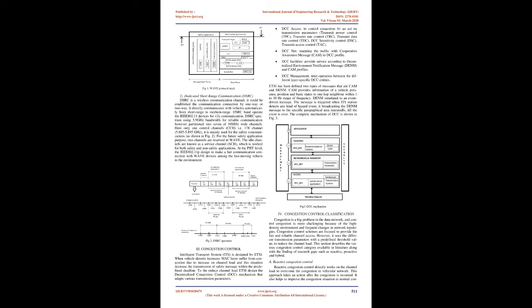Here there is only one control channel, CCH, i.e. channel 178, 5.885 to 5.895 GHz, which is mainly used for safety communications, as shown in Fig 2. For future safety application purposes, 2 channels are reserved in WAVE. The remaining channels are known as service channels, SCH, which work for both safety and non-safety applications. At the PHY level, IEEE 802.11p is designed to make a fair communication connection with WAVE devices among fast-moving vehicles in the environment. Fig 2, DSRC spectrum.